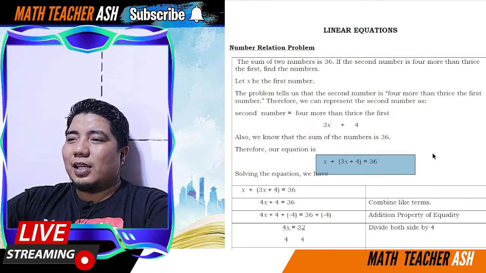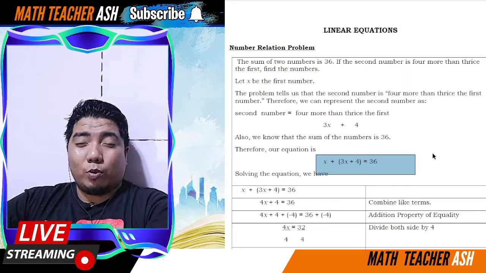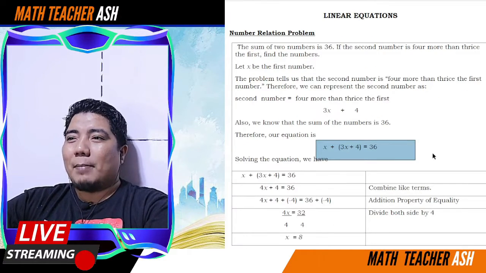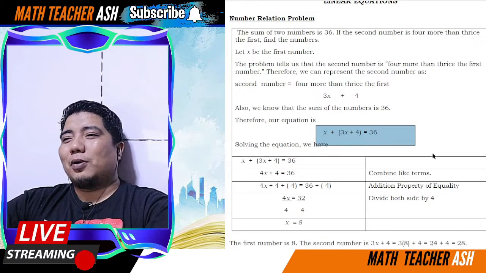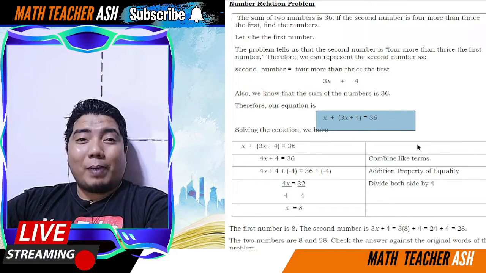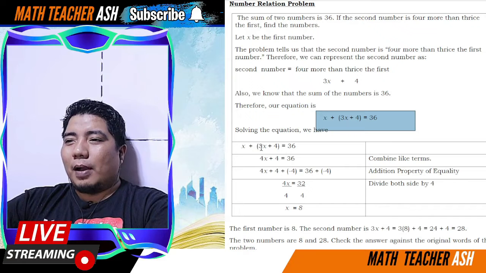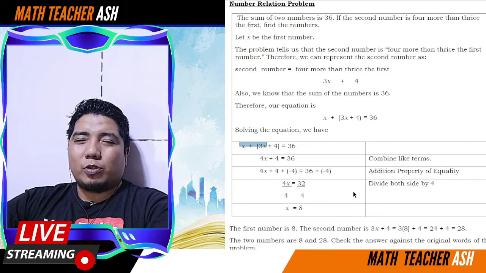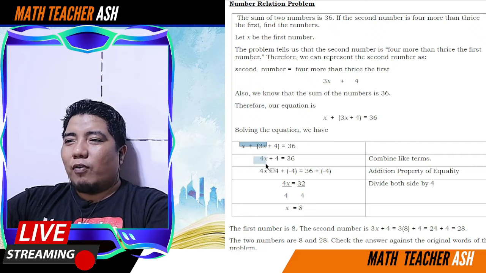So since this is now your equation, what you can do is to simplify and solve for the value of x para malaman kung ano yung mga numbers. Okay. So we combine like terms. So may x dito, may pangalawang 3x dito. So para sila may x, pwede mong pagsamahin yan. So isang x plus 3x, that is 4x.